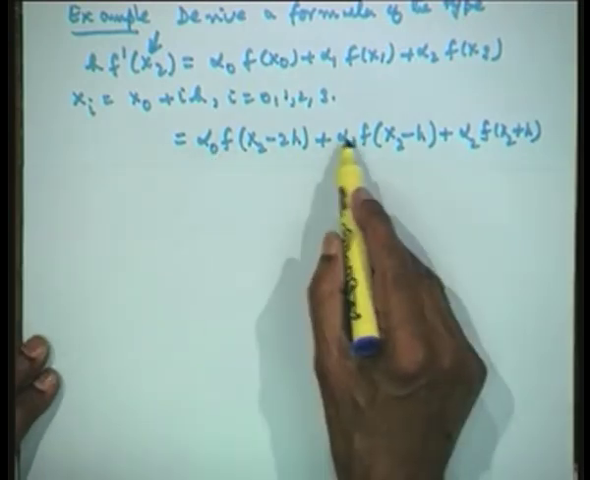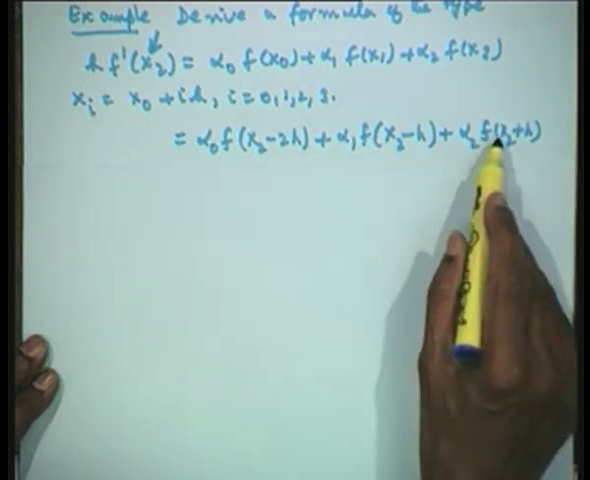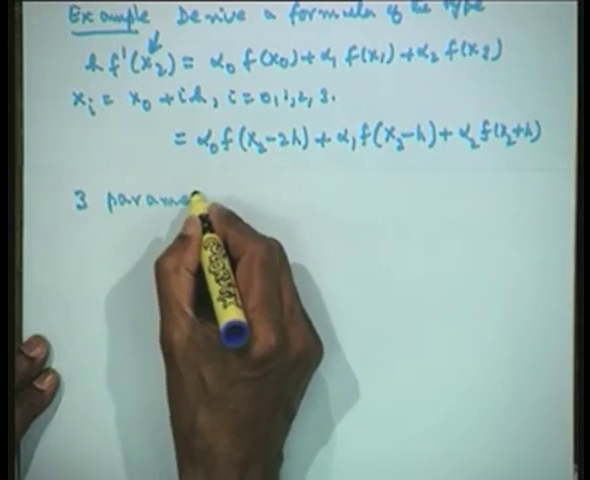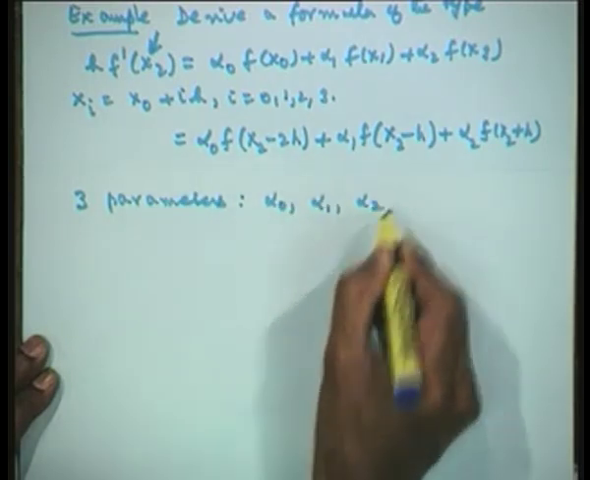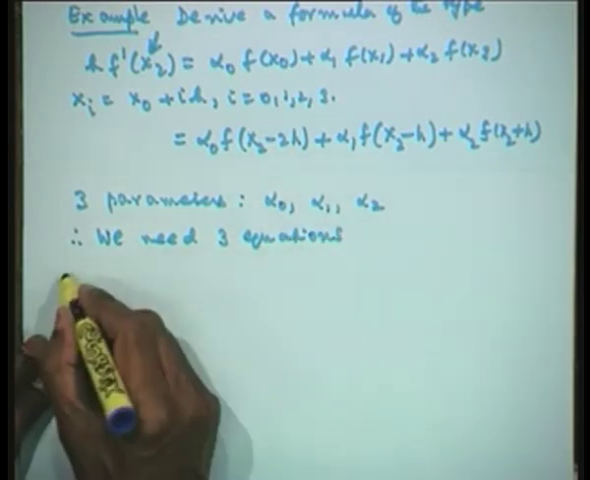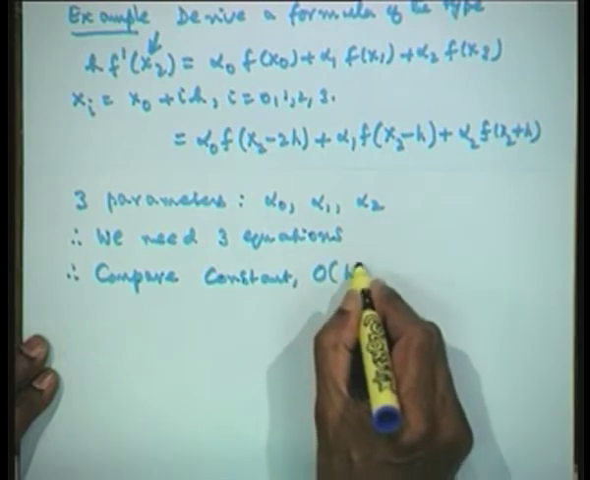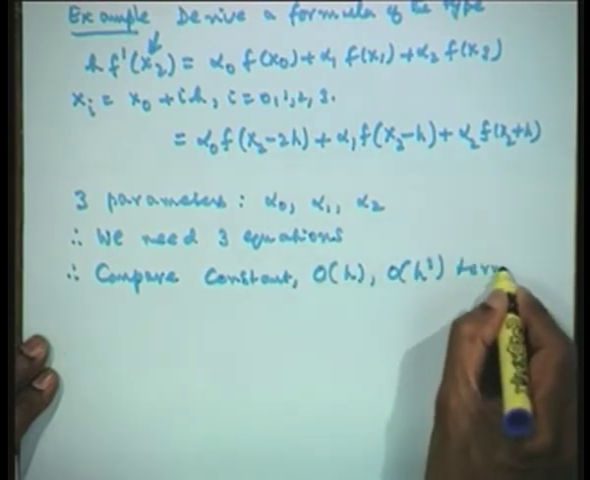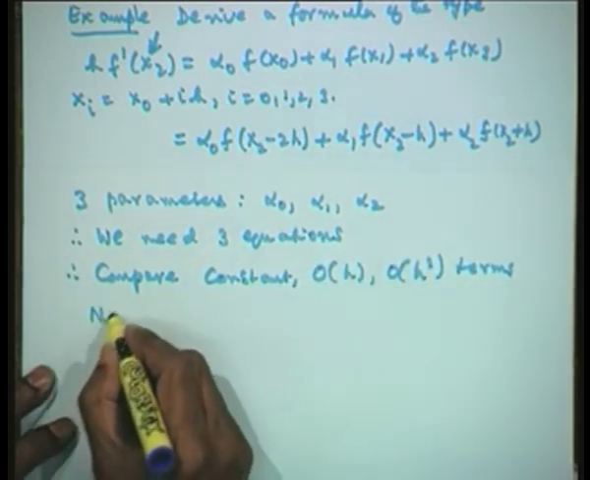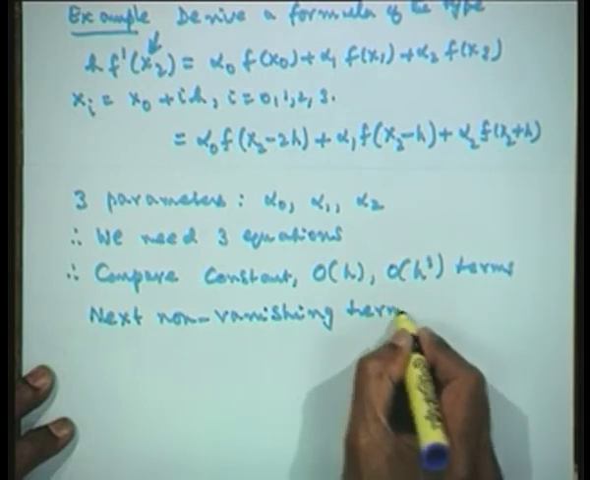Now, I have here 3 parameters, alpha naught, alpha 1, alpha 2. Therefore, I need 3 equations to determine them. Therefore, I write the Taylor expansion and compare the constant term, the order of h and h squared terms, because there are 3 parameters to be determined, alpha naught, alpha 1, alpha 2. The next non-vanishing term is the error. So, the error is the next non-vanishing term.